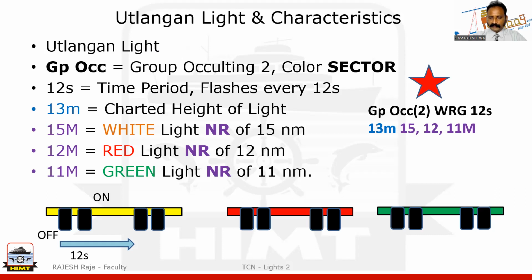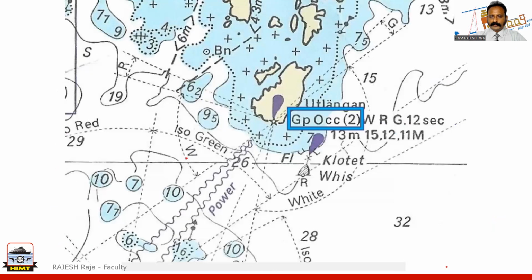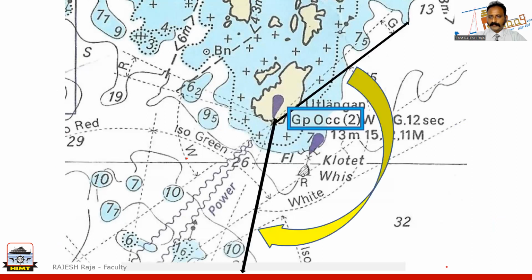Now, the same thing, let me make it simpler on the chart. So how it is going to show you on the chart, I'm going to draw some sectors. You can see this is the white sector where you will have group occulting to white color.